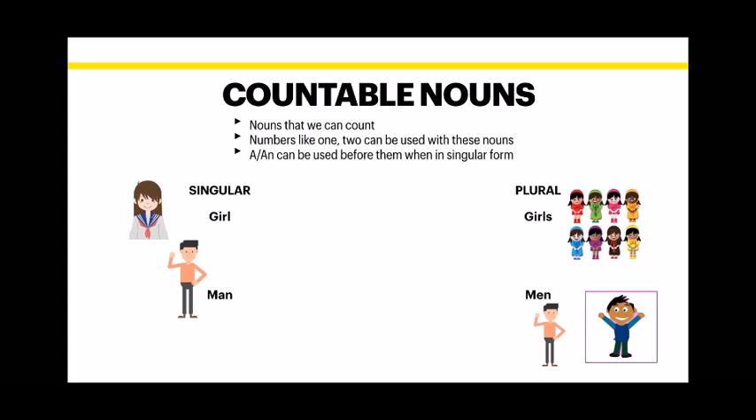So by these two examples, what do we know? What do we know about singular noun? When a noun refers to only one person, place or thing, it is singular. When a noun refers to more than one person, place or thing, it is plural. So singular means one and plural means more than one. So there are two types of countable nouns: singular noun and plural noun.